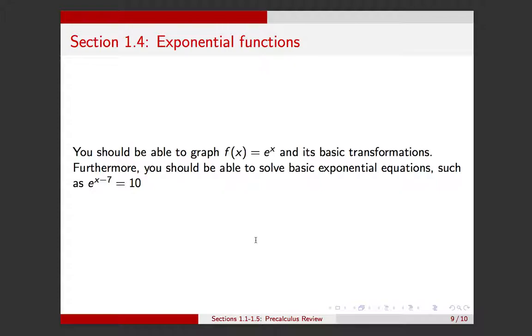Exponential functions. You should be able to graph something like e to the x, sketch it, and its basic transformations. So you should be able to tell me what e to the x minus 3 looks like. Well, you should be able to graph e to the x and then shift it down 3 units. You should also be able to solve basic exponential equations such as this one here. Again, this is something you would have done in a pre-calculus class a lot, especially this equation solving. Here you just have to take the natural log of both sides. You would have done that a lot in a pre-calculus class.